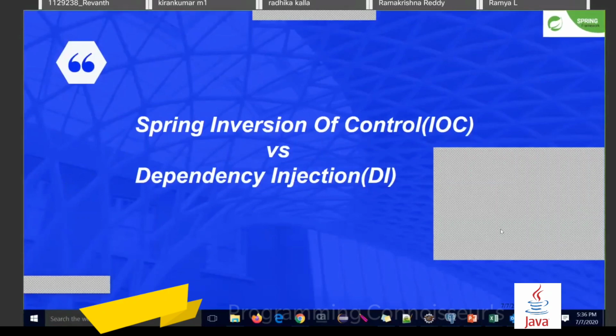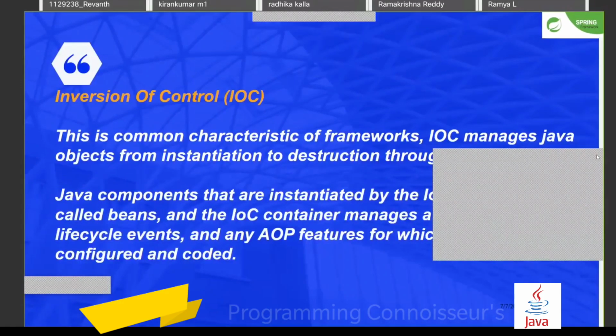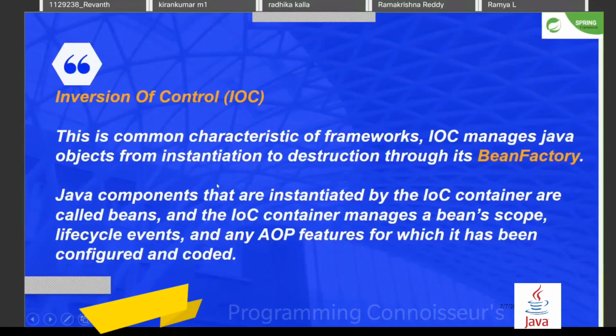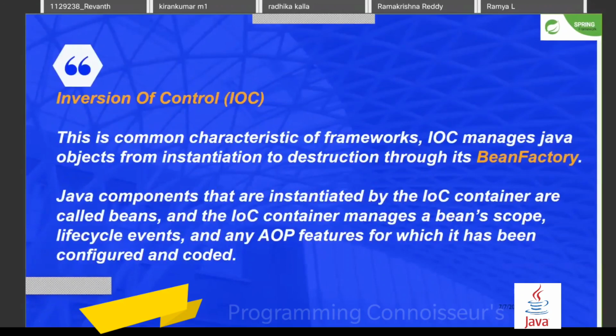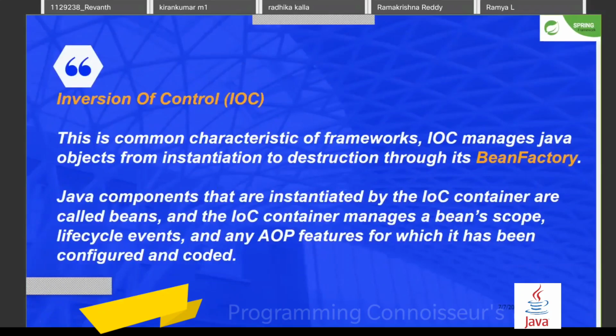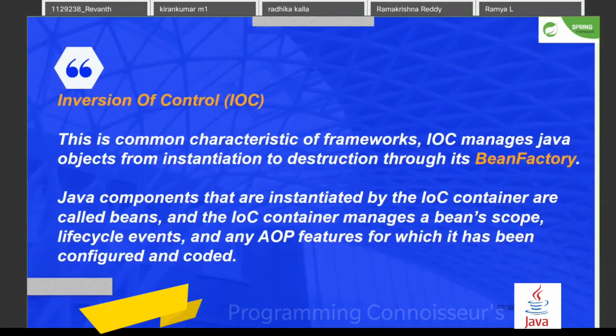First we will start with Spring IOC, and then we'll see about dependency injection and what it is. IOC is a common characteristic of a bean factory, a Spring bean factory. Here the IOC is a container which manages the bean scope. We were reading about scope first, right? That is why we read about scope before DI.